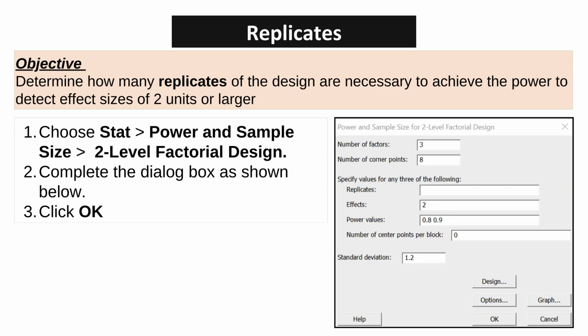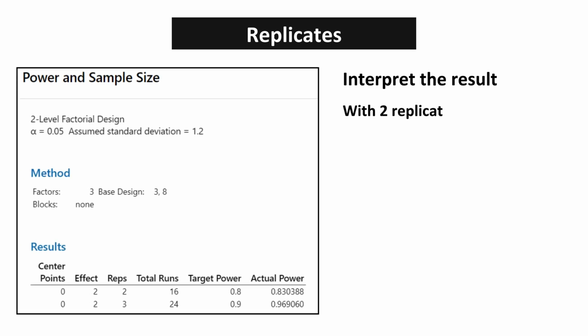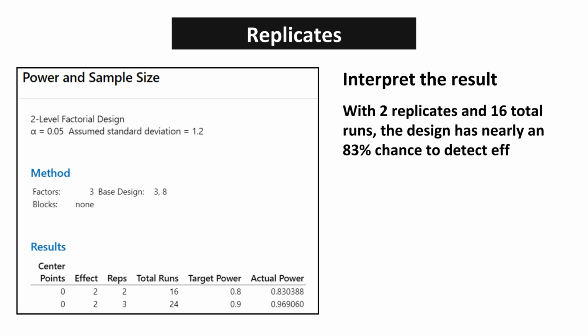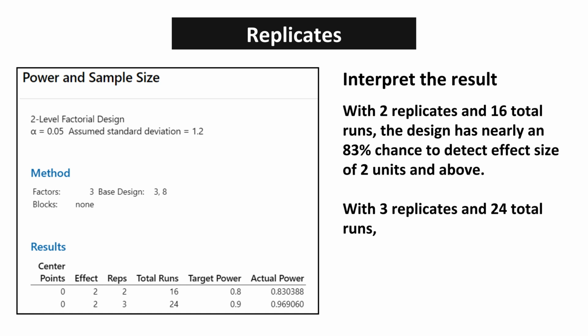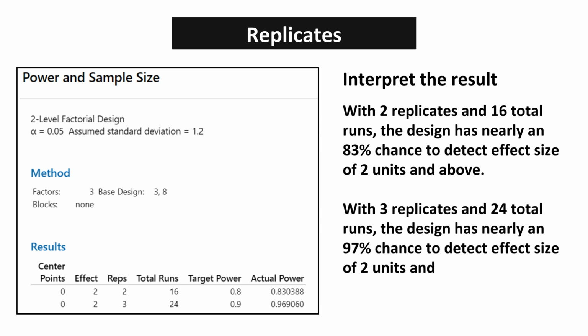You determine the values for any 3 of these parameters, then Minitab calculates the fourth. Choose Stat, Power and Sample Size, Two-Level Factorial Design. Complete the dialog box as shown below. Click OK. In the realm of experimental design, the number of replicates can significantly impact the ability to detect effect sizes. For instance, in a design with 2 replicates and 16 total runs, there is nearly an 83% chance to detect an effect size of 2 units and above.